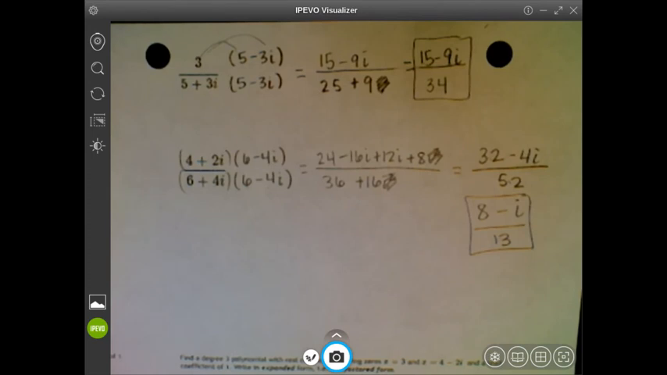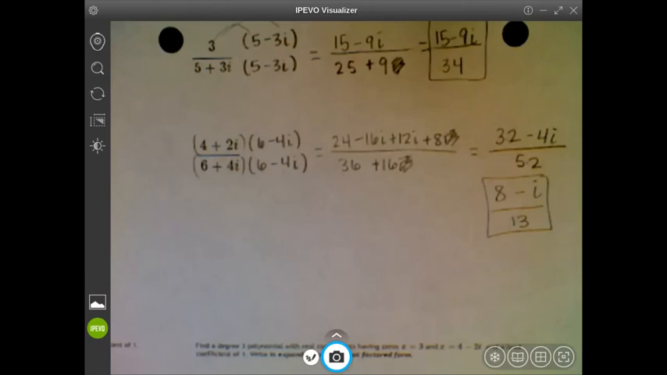All right, so what we're going to do now is start working with these complex numbers in terms of polynomials. So talking about polynomial solutions. All right, so let me get this set up better. So this first one says, find a degree 3 polynomial with real coefficients having zeros at 5 and 3i and a leading coefficient of -1. So let's talk about the zeros.